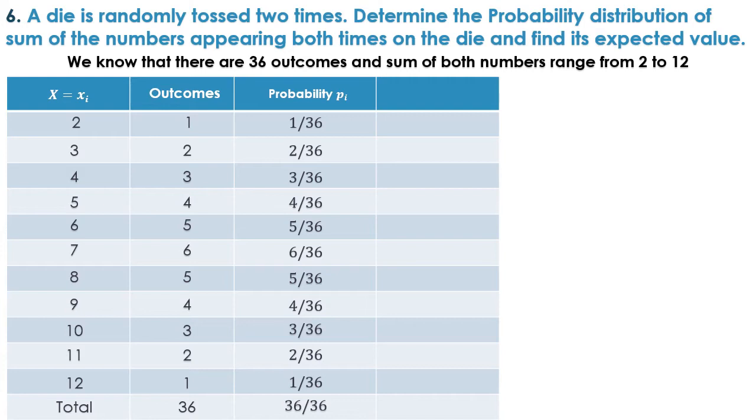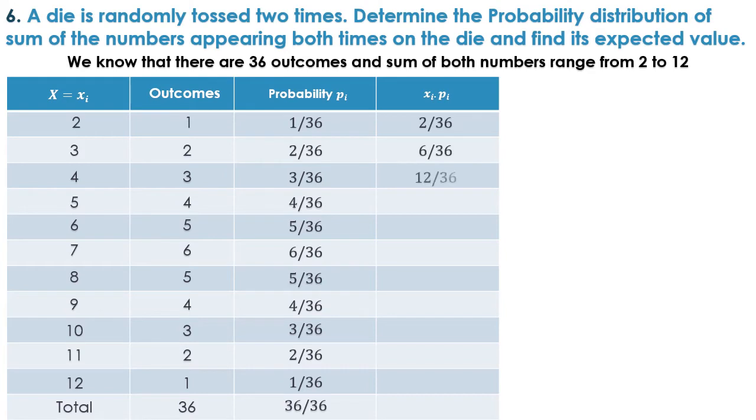Second thing, we have to find its expected value. Expected value means the mean. For calculating the mean, we need to multiply our xi value with the p value. So xi into pi, we can also call it pxi if you want, but it's not that big of a difference. So let's multiply x with p.